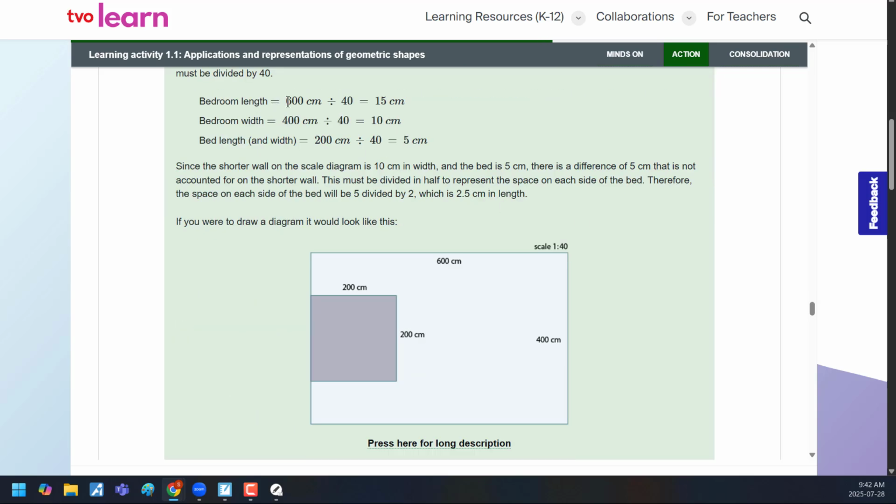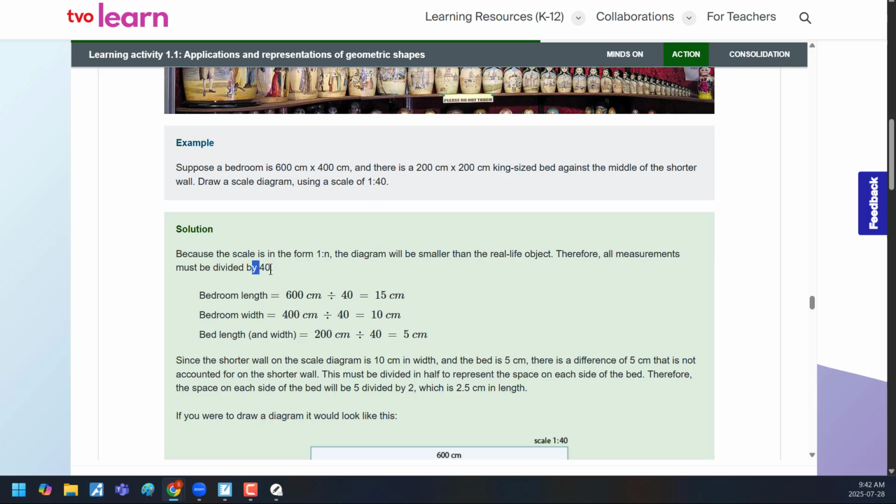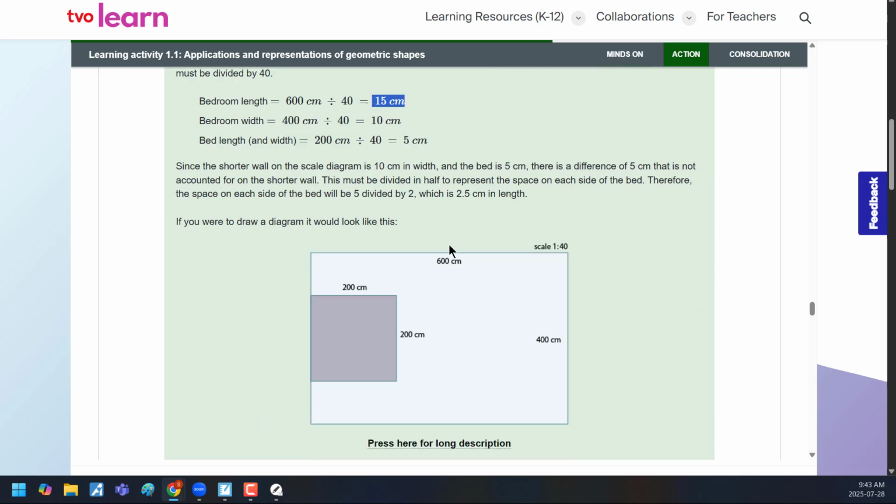So here, the regular bedroom is 600 length by 400 width. You divide by 40, because that's the scale of 1 to 40, and we have 15 centimeters. So when we're actually going to draw this bedroom, from this point to this point, we're going to measure 15 centimeters. And then from this point to this point, we're going to measure 10 centimeters.